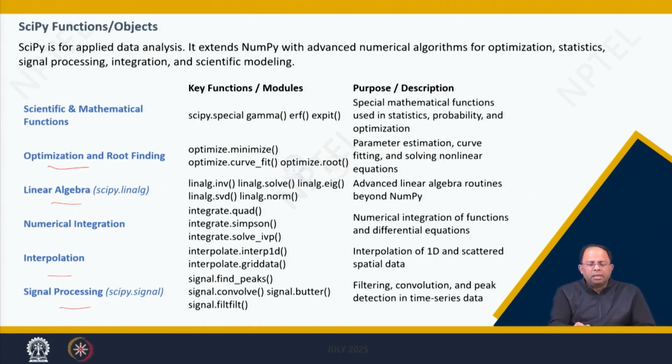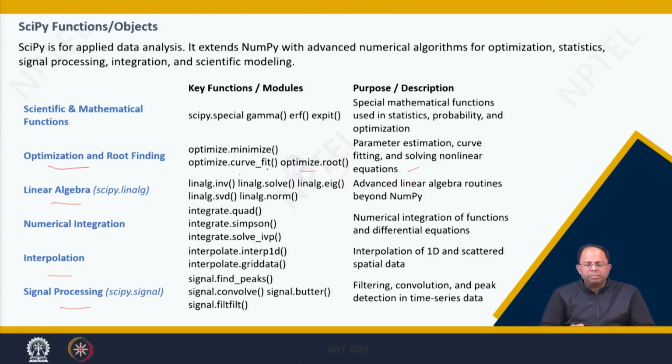For example, some scientific and mathematical special functions could also be called in, like scipy.special, then gamma, then erf, all this. And then, for example, optimize.minimize, optimize.curve_fit. These are all optimization functions. What we do over here is we want to fit a curve which is nonlinear, and we want to get the values of those coefficients, or those beta coefficients. So, this is what we can use. So, these are basically curve fitting exercises.